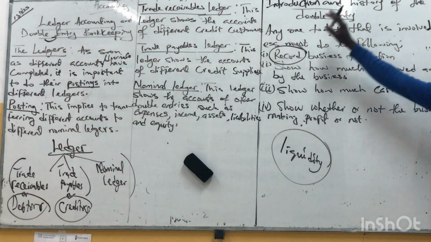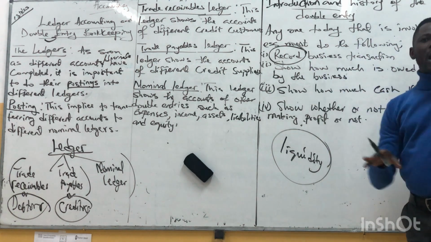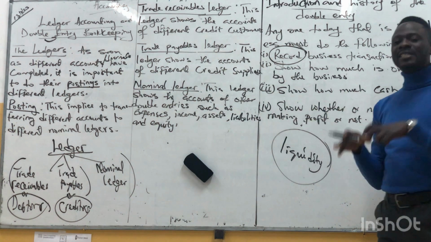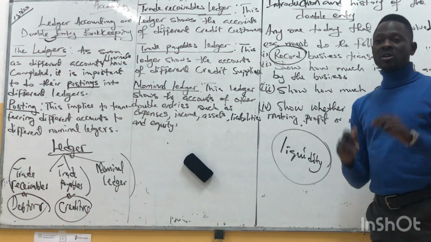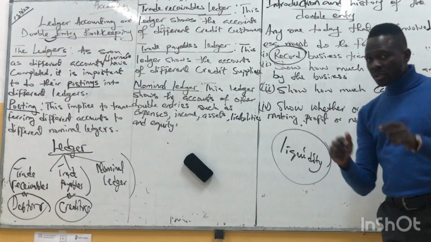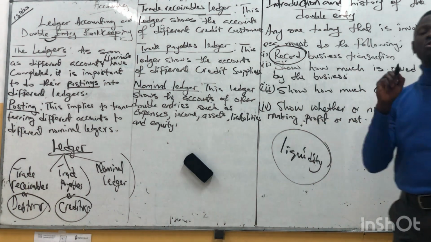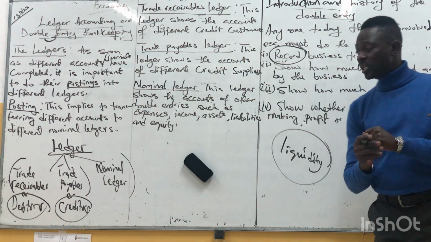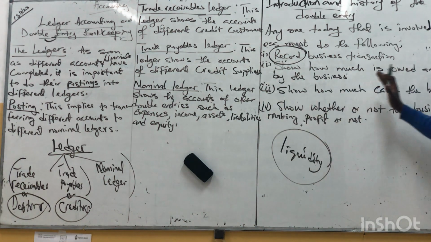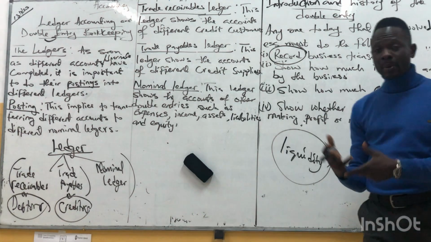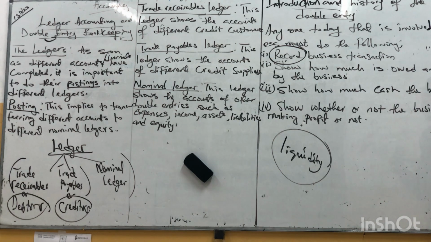Then we go to the introduction and history of double entry. Why did double entry come into existence? It came into existence because there is a business. In as much as you have a business, you must, number one, record business transactions. Two, show how much is owed and owned by the business. You have to record the amount you are owing to suppliers, which is owed, and the amount customers are owing you, which is owned.